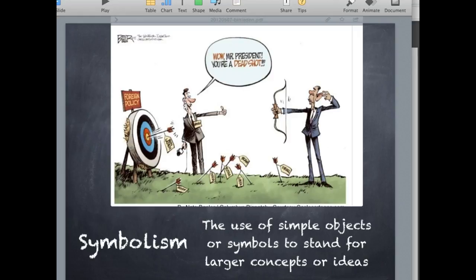So if you look at the symbolism in this cartoon, it's using a dartboard and darts to represent the Obama administration's foreign policy. Now we could interpret that further to see that he hasn't hit the target very much with his foreign policy, which would mean that the cartoonist probably does not have a high opinion of Barack Obama in his foreign policy. So that's one common strategy that a political cartoonist might use to get their point across.